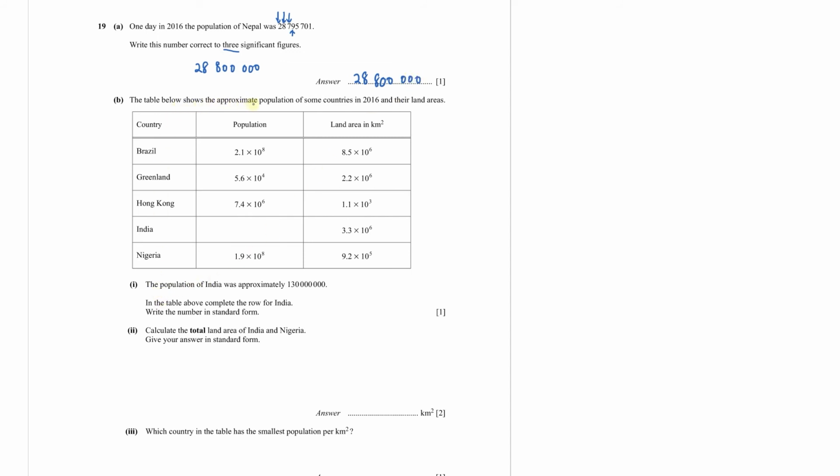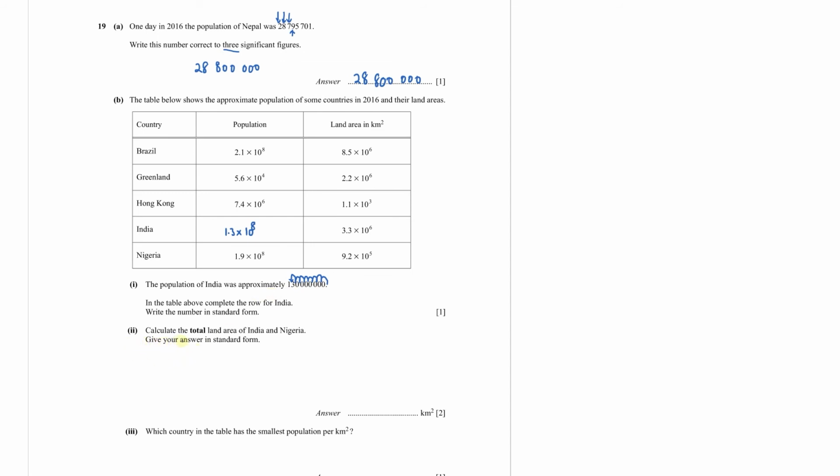The table below shows the approximate population of some countries in 2016 and their land areas. The population of India was approximately this. In the table above, complete the row for India, write the number in standard form. Since you have to write this in standard form, I will have to move my decimal how many places? 1, 2, 3, 4, 5, 6, 7, 8. So this will be 1.3 into 10 power 8, because I moved my decimal to the left by 8 places.